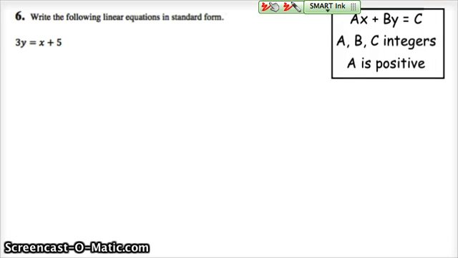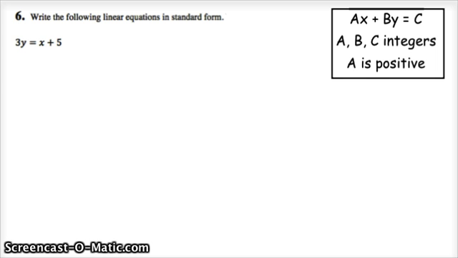Question number 6 asks us to rewrite the following equation in standard form. So we have 3y equals x plus 5. And remember, our standard form equation always takes the pattern of ax plus by equals c, where a, b, and c are all integers, and a is positive.